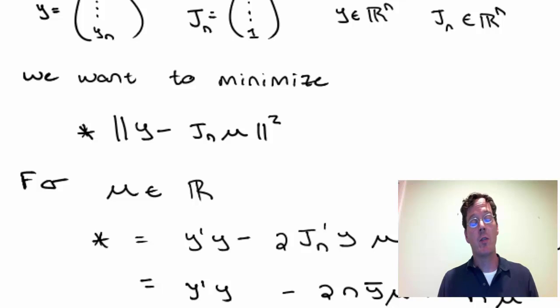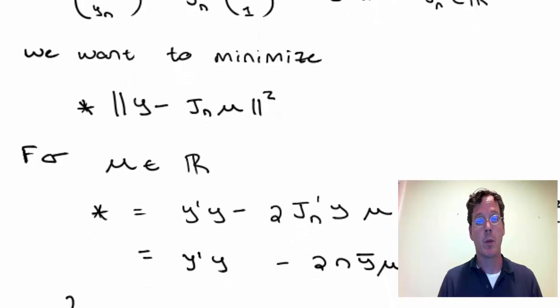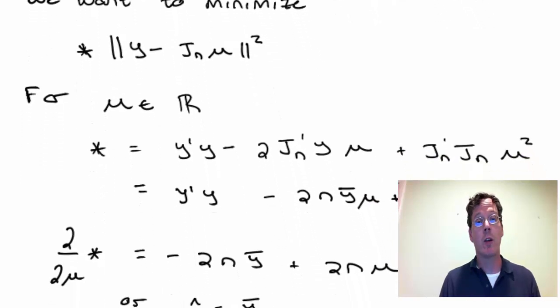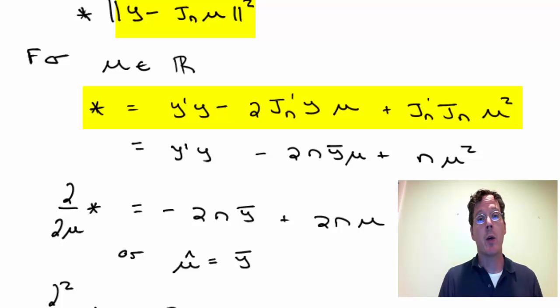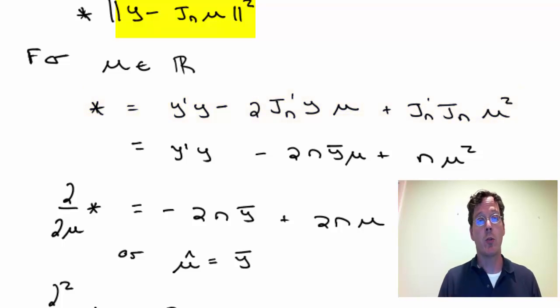This will basically find the best value of mu that minimizes the sum of the squared distances between the observed data points and that value of mu. We can solve for this very easily. For mu as a real number, we can expand the square and get y transpose y minus 2 jn transpose y mu plus jn transpose jn times mu squared.